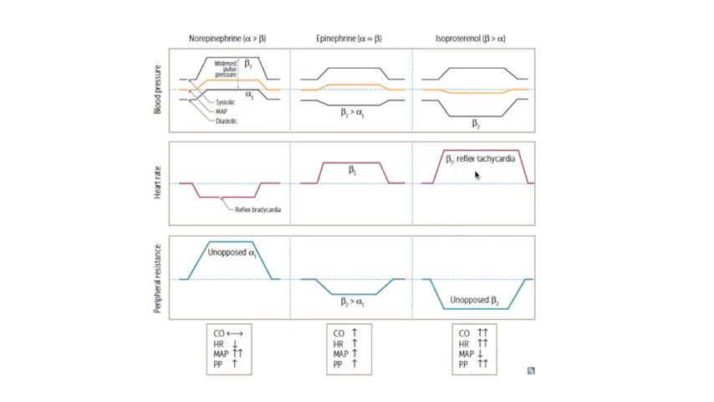You're going to have a reflex tachycardia over here. Your heart rate is going to increase. And then finally, you have unopposed beta-2, so your peripheral resistance is going to just decrease dramatically. You're going to have a lot of dilation.